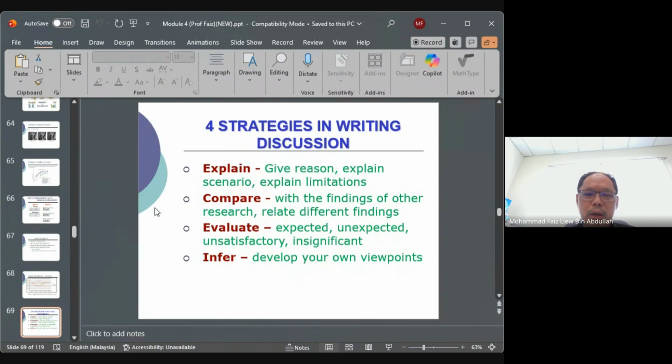Okay? And always, as I said yesterday, I showed how you validate and do reliability tests is to compare with the findings of other research. So relate to different findings. Like I showed you yesterday, the second last graph where we plot your work and a few other papers' work together in the same graph. That is what we call comparison, to show that your work is reliable, and can also be validated.